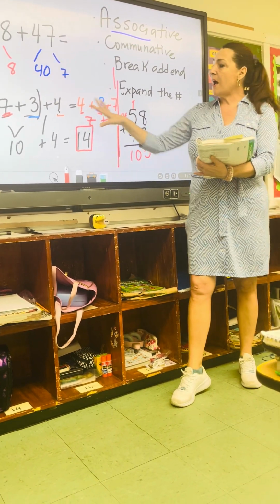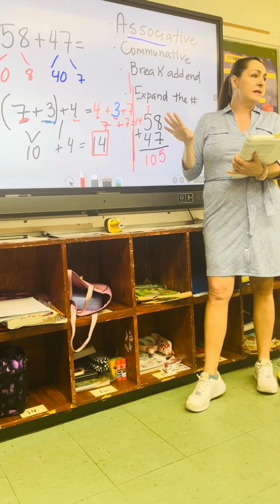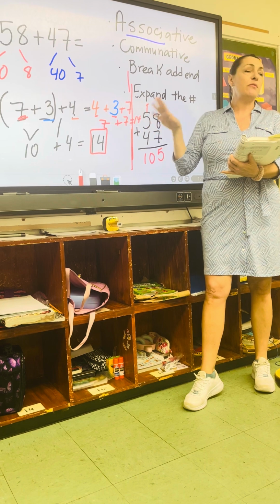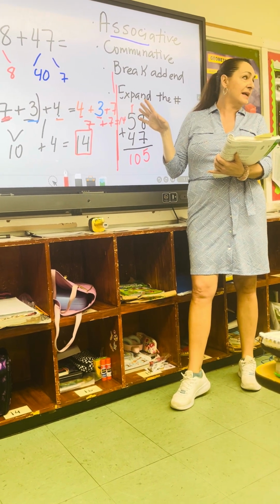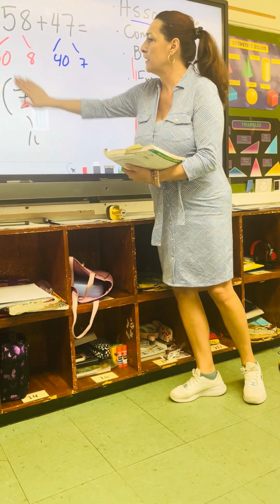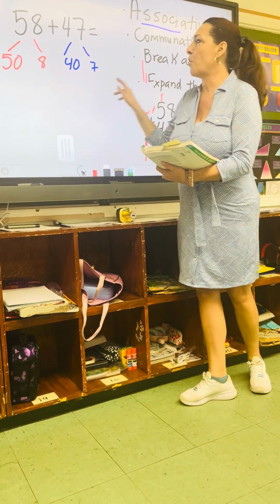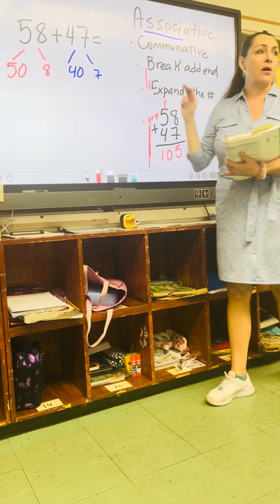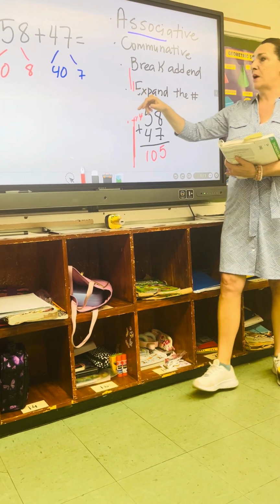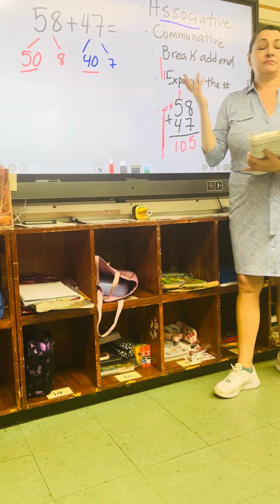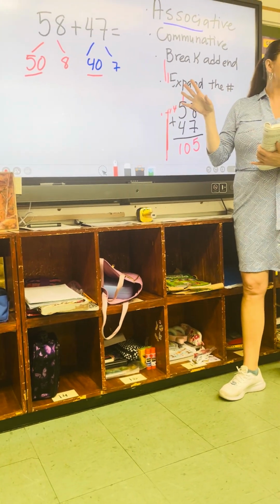So it doesn't matter how you combine the numbers, the addends, pay attention. It doesn't matter how you combine them, you're going to get the same sum. Makes sense? So the same thing here. We can apply the associative property here. Number 1, we break down or expand the number. Number 2, we can add any of these addends together.